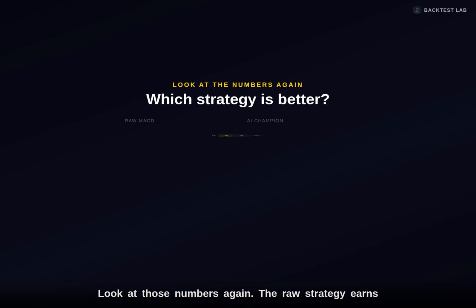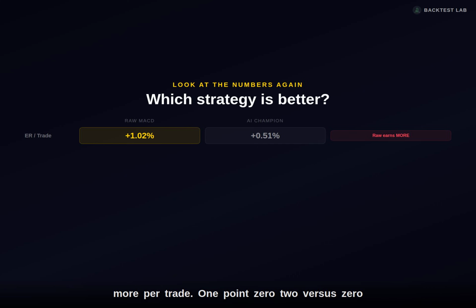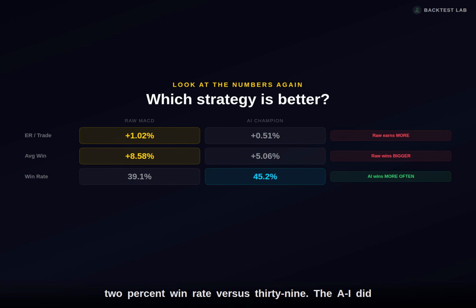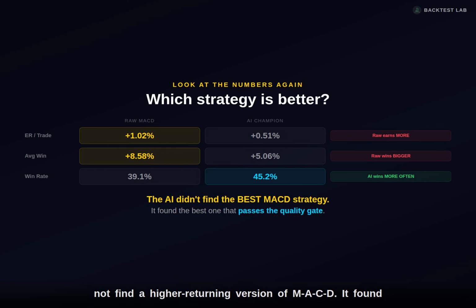Look at those numbers again. The raw strategy earns more per trade, 1.02 versus 0.51. Its average win is bigger, 8.58 versus 5.06. On those 2 measures, the raw strategy looks better. And yet, the evolved strategy is more consistent, 45.2% win rate versus 39. The AI did not find a higher returning version of MACD. It found a more consistent one. Whether that is better depends entirely on what you are trying to optimize.